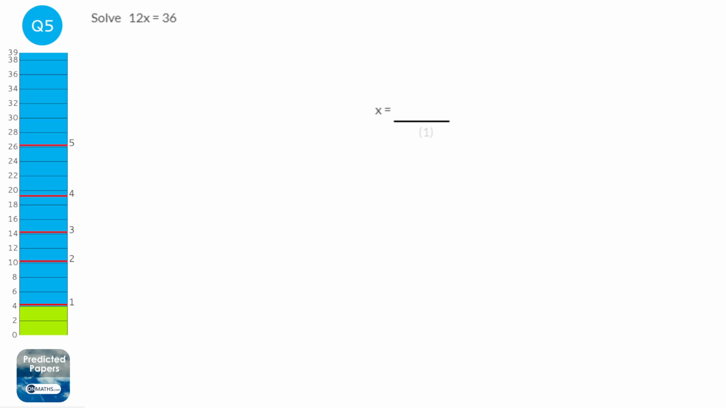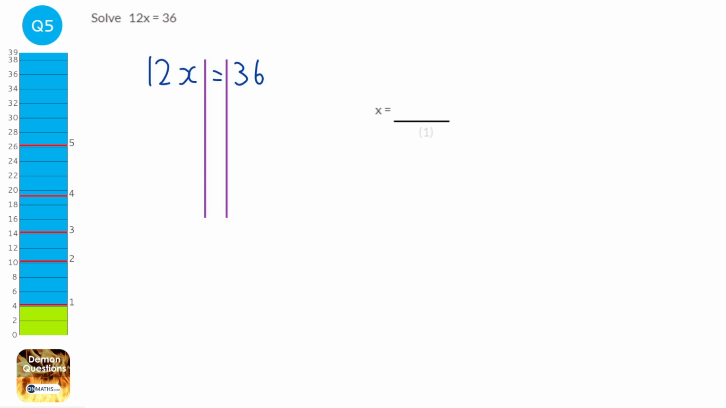I'm going to start just by copying out the question. Now, when we're asked to solve, it means we need to find x, okay? And I'm going to start by putting in my solving lines, which are just lines to the left and right of the equal sign. And what we need to do is get x on its own on the left-hand side. Well, what's stopping x from being on its own? We've got this 12 here. Well, what's that 12 doing to the x?